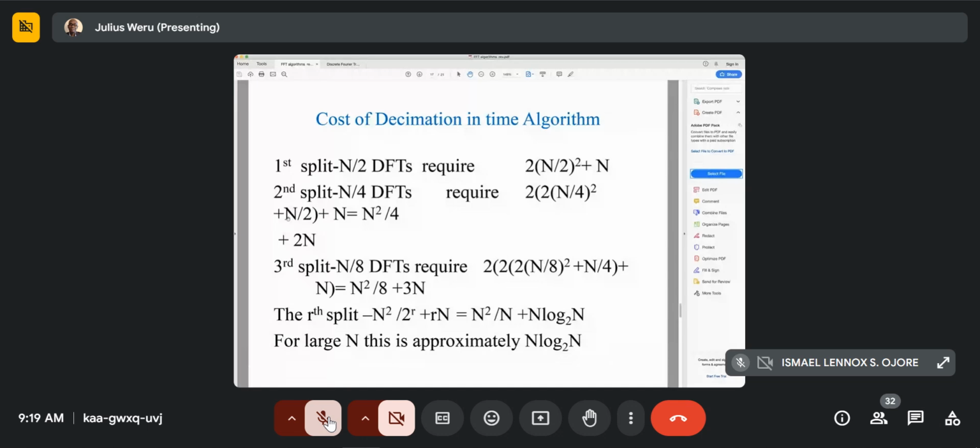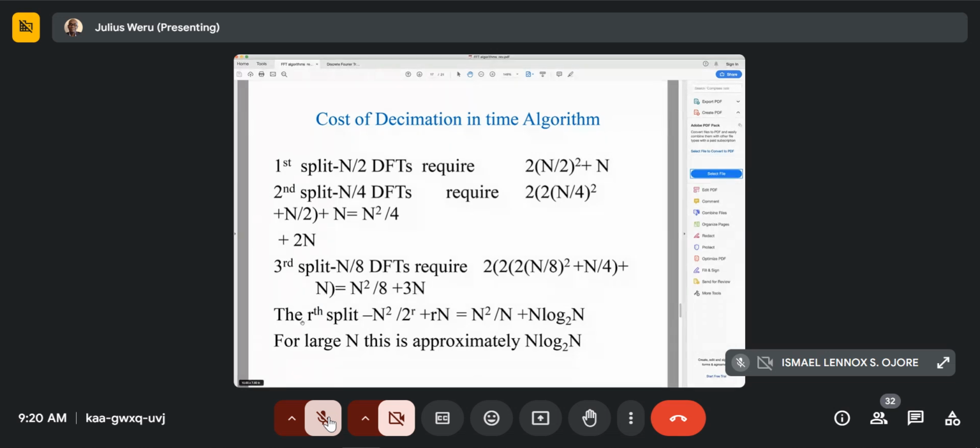You do the next split. This n over 8 requires 2 into that plus n. Whenever you have n over 2, you have n complex multiplies. That becomes that, and that produces another n. There is this 2, and there is this 2, and there is n over 4, so it will produce another n. Remember, this 2 is the first 2; you're not interfering with this one. So the 2 will give another n, and you get plus 3n.